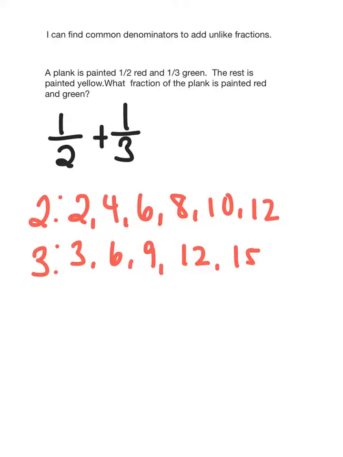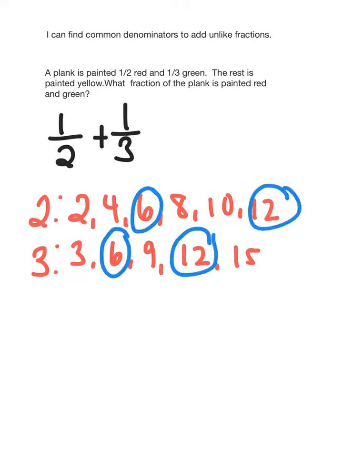I'm going to look to see, do I have any common multiples? Looking at my list, I have 6 and 12 are common multiples. When we're trying to find a common denominator, I go for the least common multiple, which in this case would be 6. So now I have my common multiple. I'm going to go ahead and make these like fractions.